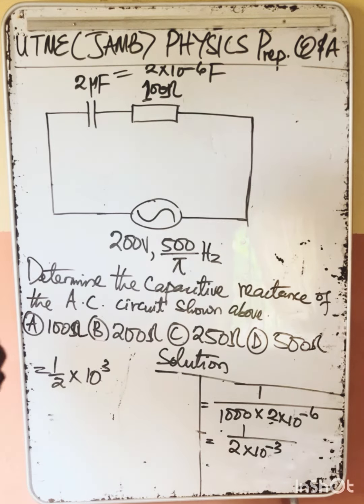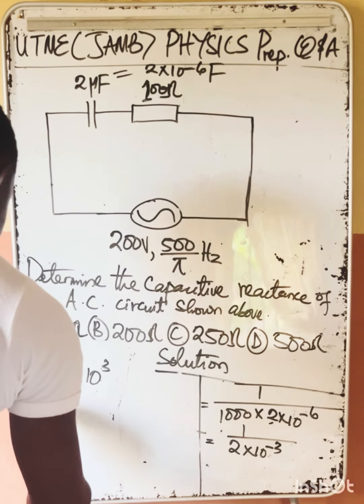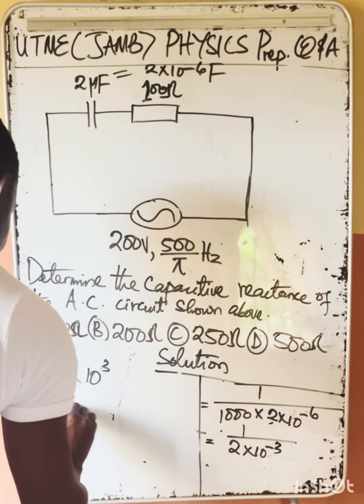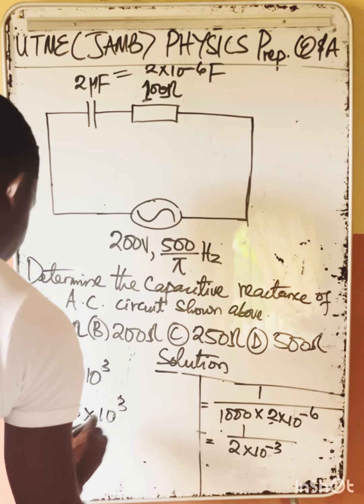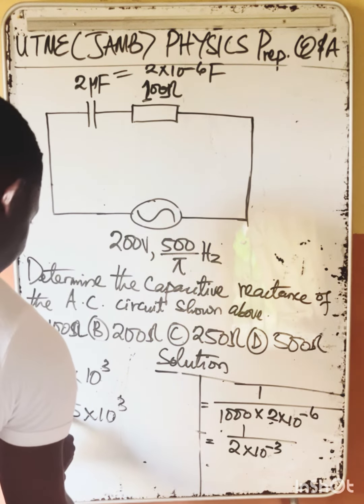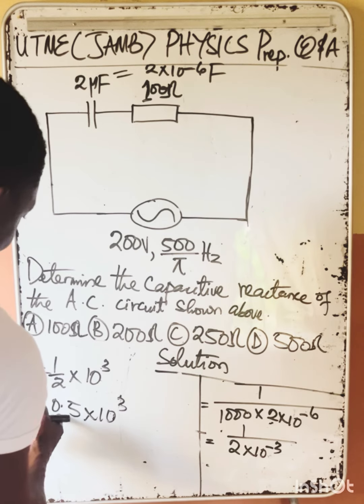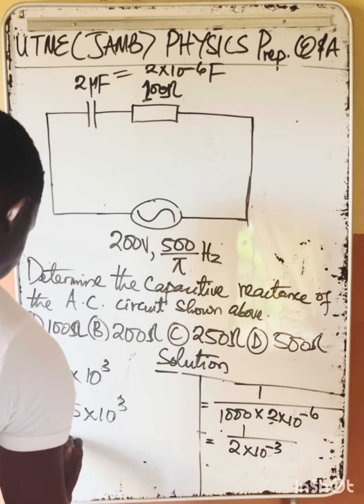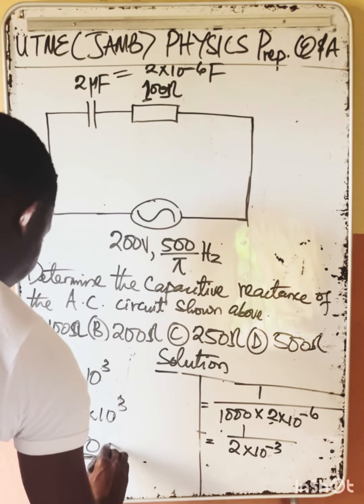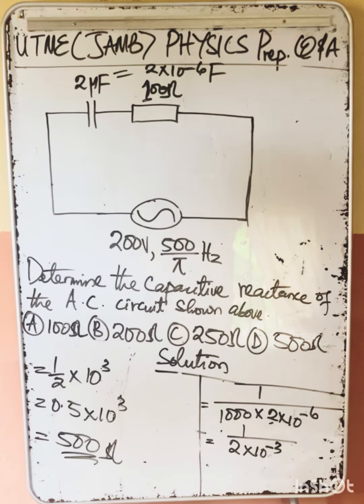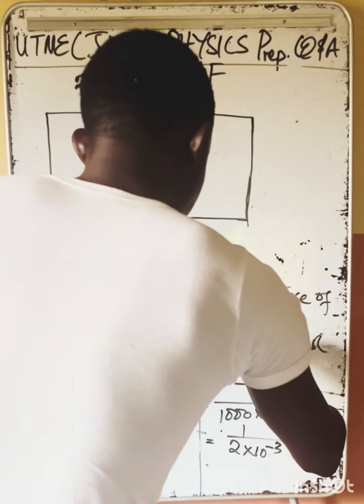Okay, please, basic knowledge of math here matters a lot. So this will be 0.5 times 10 raised to power 3, and 0.5 times 10 raised to power 3 is like saying half of 1000, and half of 1000 is 500. So our answer is 500 ohms, which is option D.